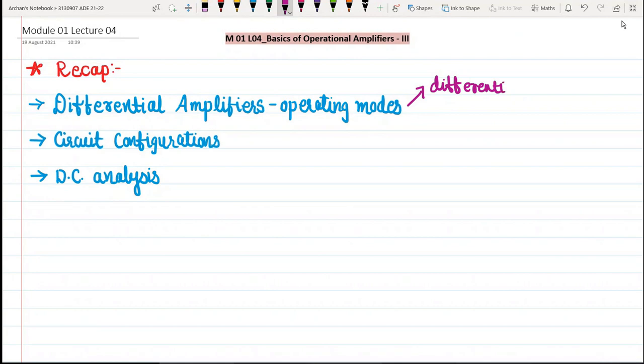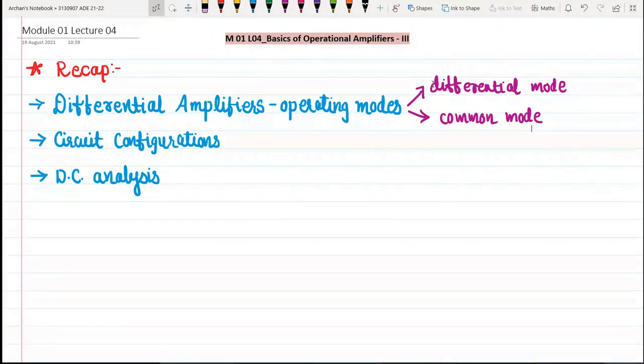The first one was differential mode of operation and second was common mode operation. So what was the basic difference between these two? When we talk about the differential mode of operation, the two inputs which we are providing to the amplifier will have same magnitude, but they will be 180-degree out of phase. So magnitude will be same, but the phase will be different. While in case of common mode of operation, we are providing the same magnitude as well as same phase.